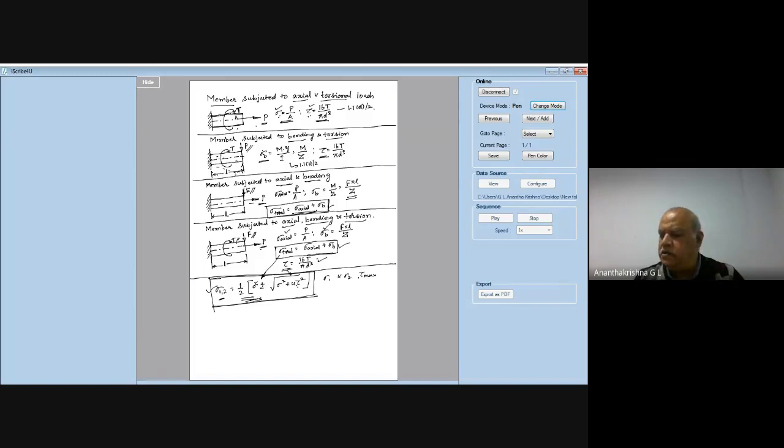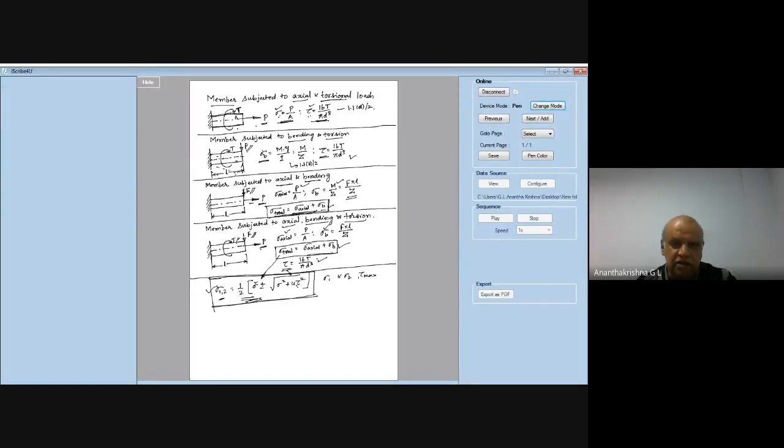So these are the equations when you have bending, axial and torsional loads. Sigma is P by A, tau is 16T by pi d cube. When bending stress, M by Z, shear stress is 16T by pi d cube. When you have axial and bending, axial stress is P by A and bending stress is given by M by Z. So the total stress will be the sum of axial and bending stresses.